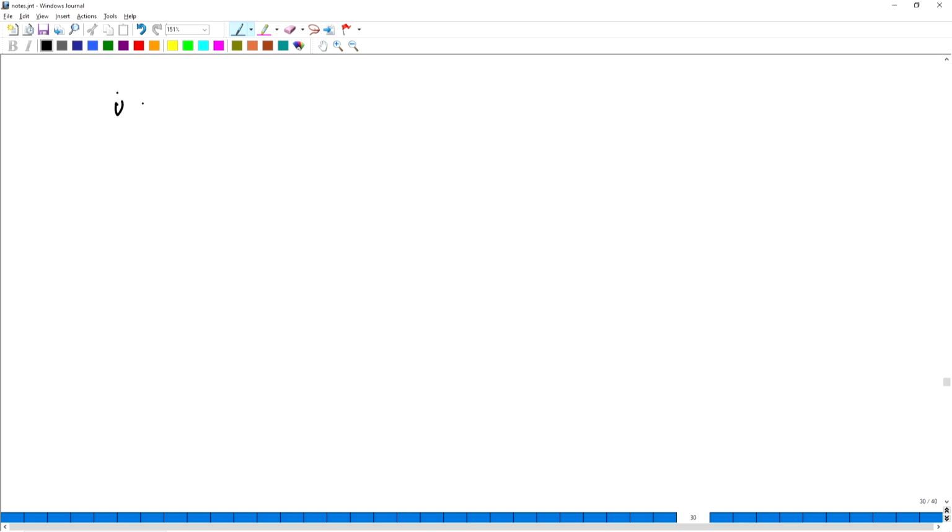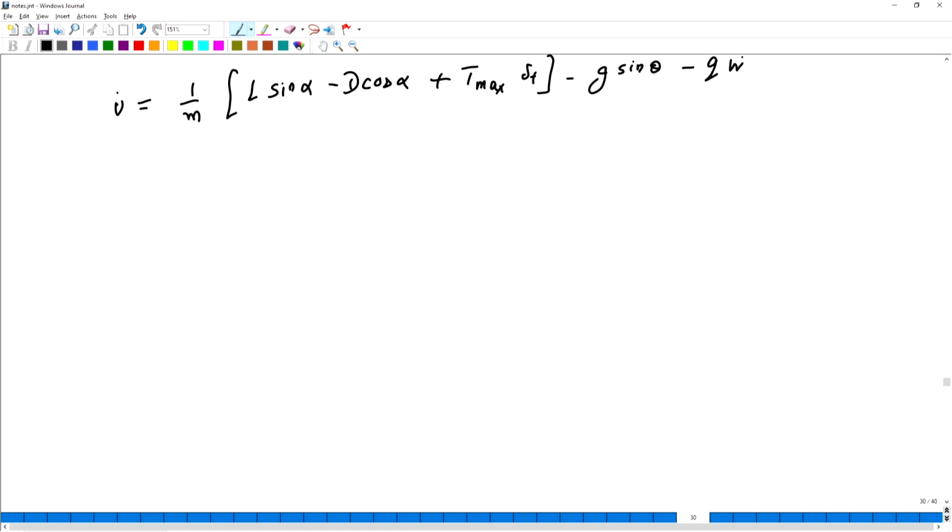Now finally we can write u dot, w dot, q dot. u dot equals 1 upon m times L sin alpha minus D cos alpha plus T max into delta T, minus g sin theta minus q w. So let me take this term as AXE. I am just aligning the nomenclature with what is given in the Simulink block. What is AXE?